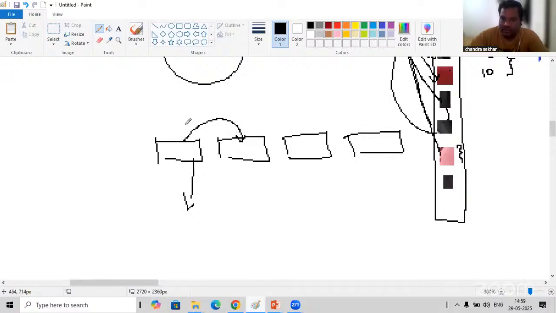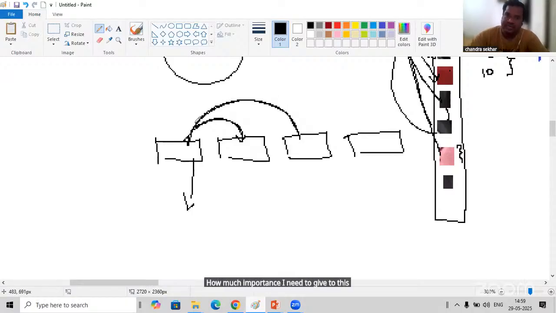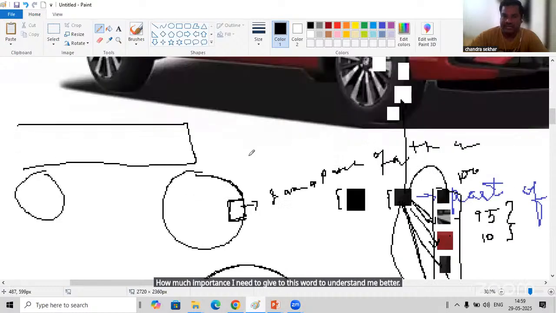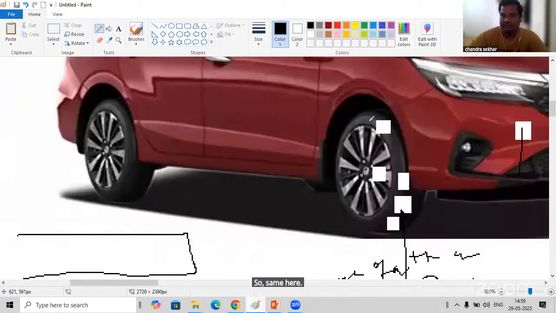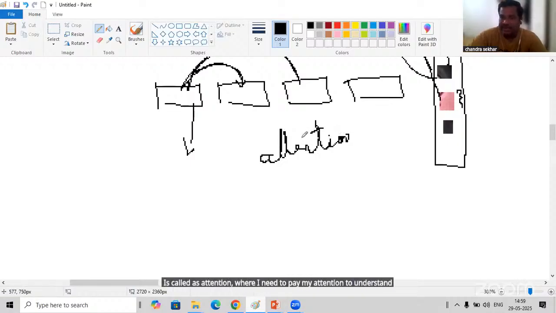That means how much importance I need to give to this word to understand me better. How much importance I need to give to this word to understand me better. So same here. So this analysis to understand the context for all parts, all patches, or all the words of the input is called attention, where I need to pay my attention to understand me better.